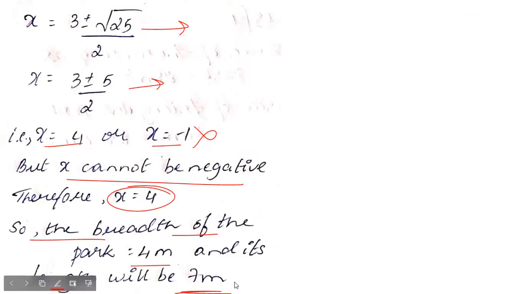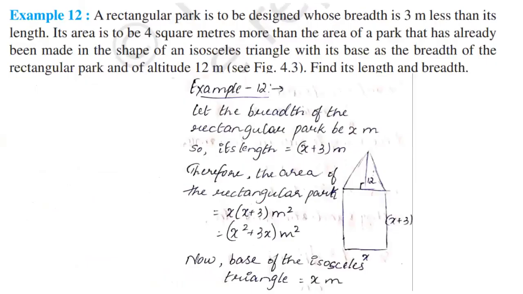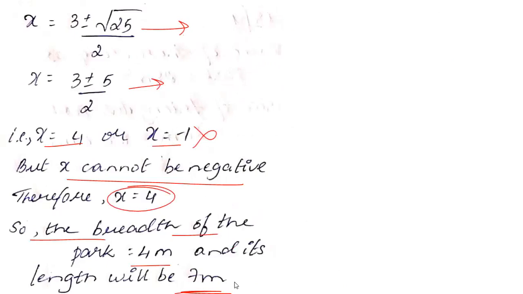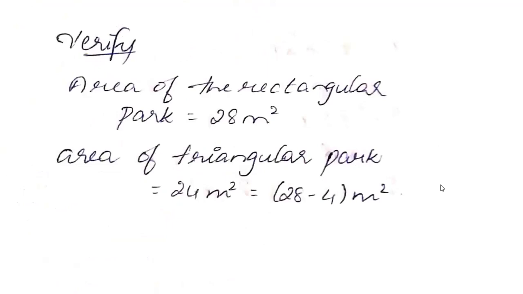Length is 7 meters. Why is it 7? We have taken length as x plus 3. So 4 plus 3 equals 7. So it is 7 meters. Next, verify that the area is 28 square meters. 28 minus 4 is 24 square meters. Right. We have almost got the area of the rectangle and the area of the park.